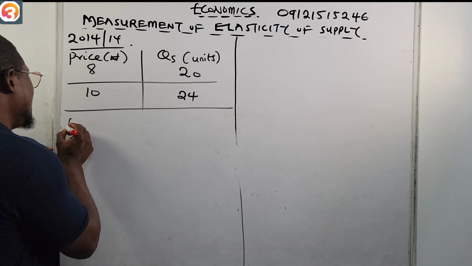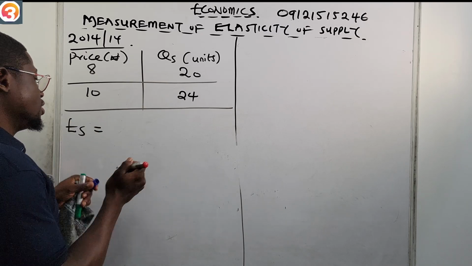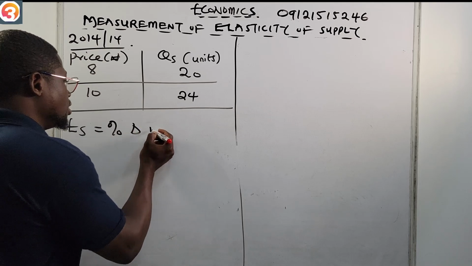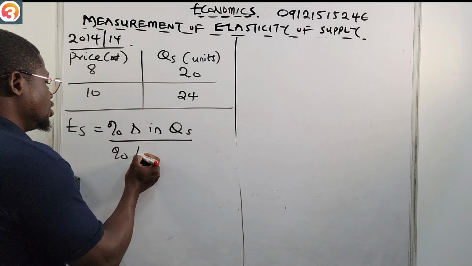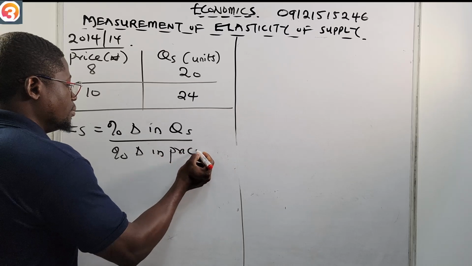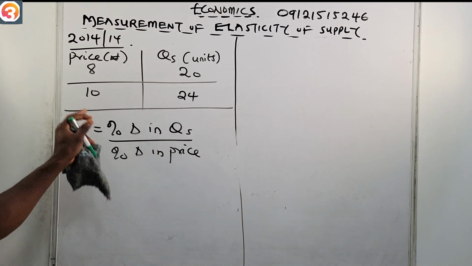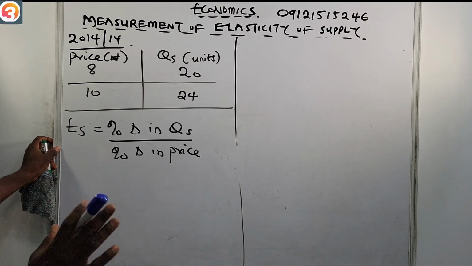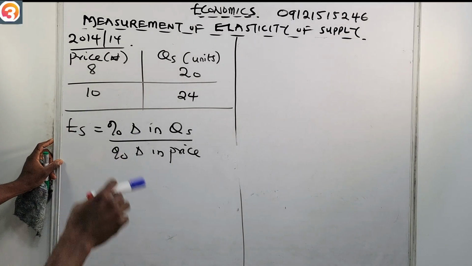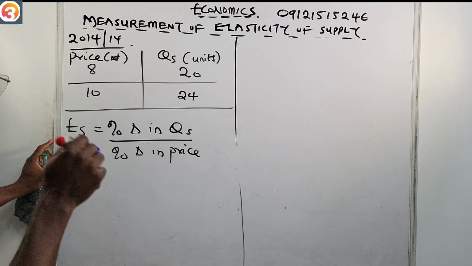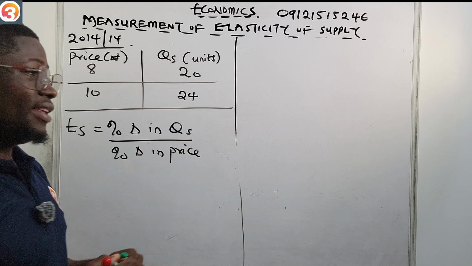You know that ES, that's elasticity of supply, is what now? Percentage change in quantity supplied, all over percentage change in price. Okay, so please, I want you to use this formula to solve the question. But I do not want to make this video very long. So use this formula, solve the question in your note and get the answer. Okay, I'm going to use the shortcut formula to get the answer and leave here immediately.